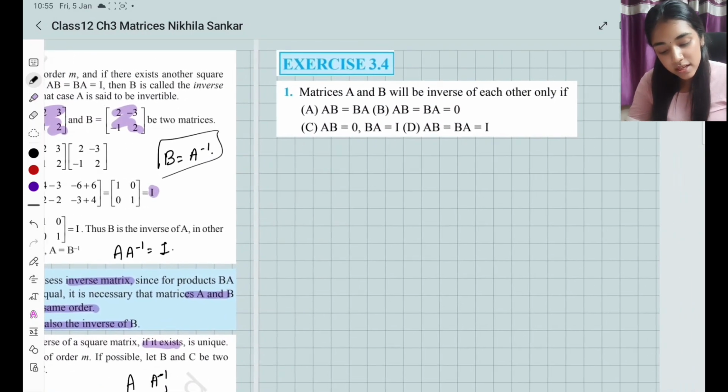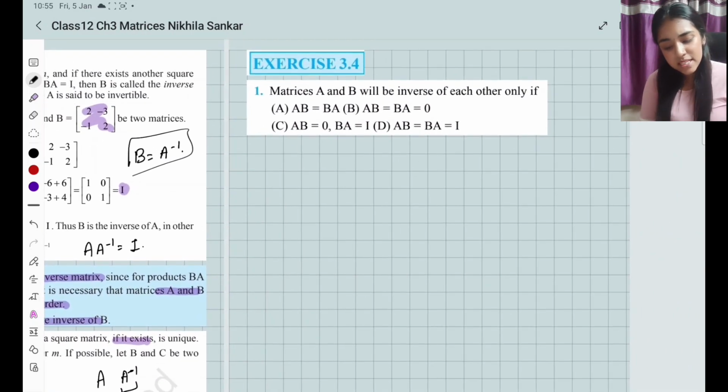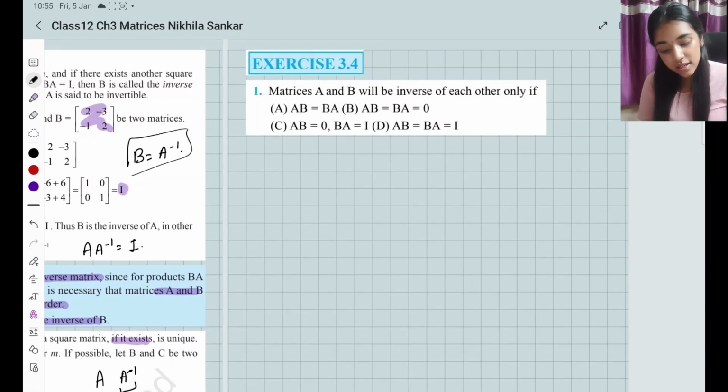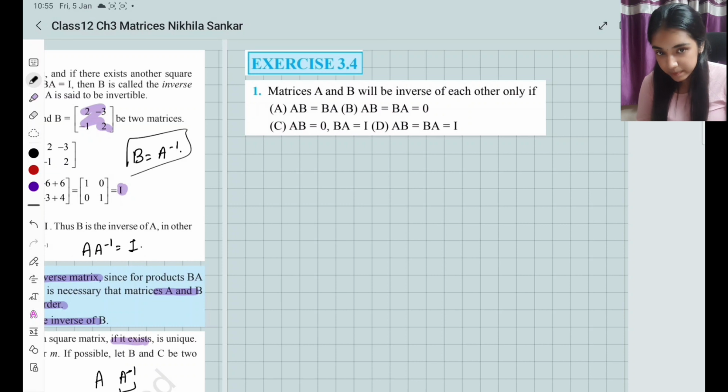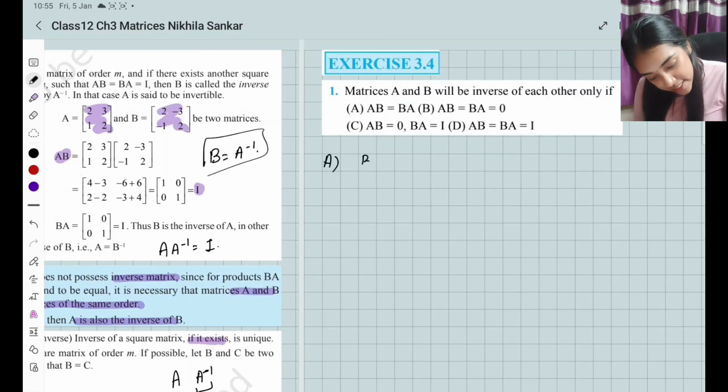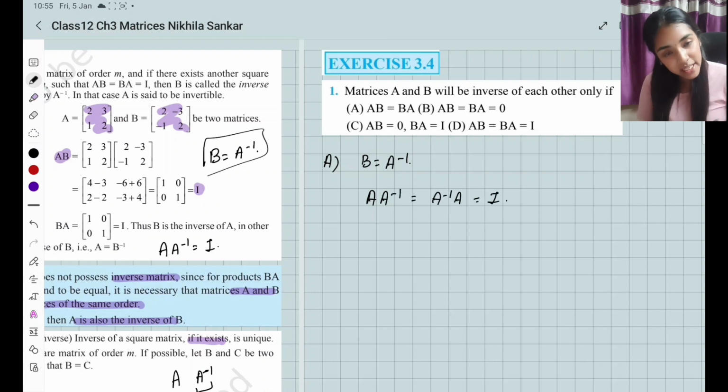Now, let's solve an exercise question. Matrices A and B will be inverse of each other if and only if எந்தெந்த ஆப்ஷன்ஸ்லாம் கரெக்ட்? AB equals BA. So option A, for example, if B equals A inverse, I have A times A inverse equals A inverse times A equals I. கரெக்டா ரெண்டுமே அதே தான் வரப்போகுது. First option is correct. Then AB equals BA equals 0. The second option is not correct because 0 வரக்கூடாது. Identity matrix வரணும். ரெண்டுமே 0 வந்ததுன்னா you cannot say that they are going to be inverse of each other.